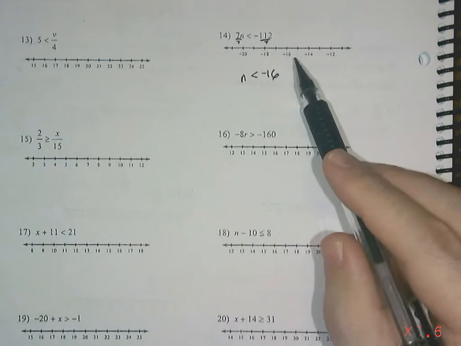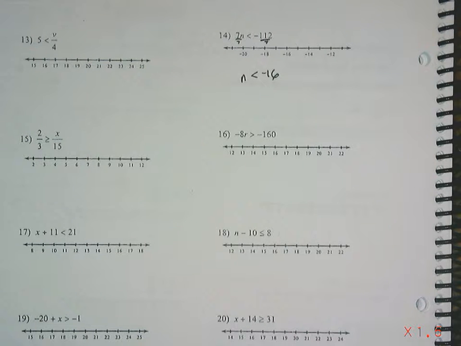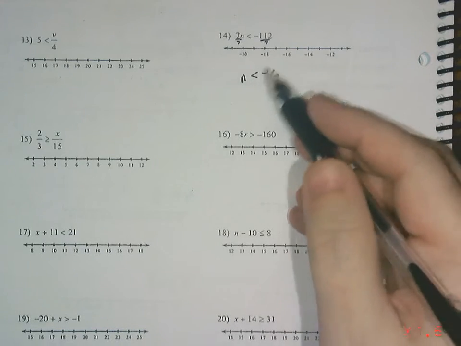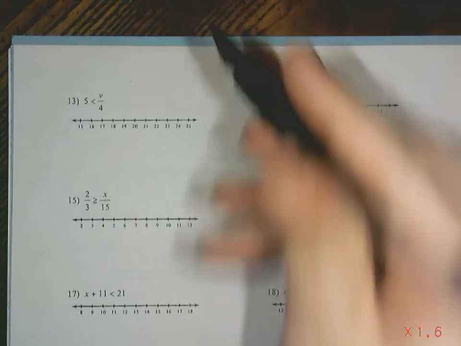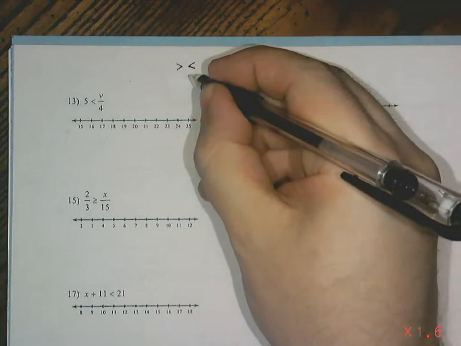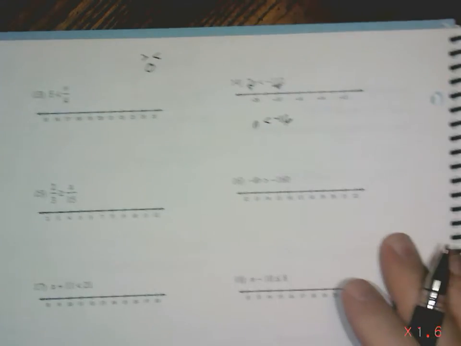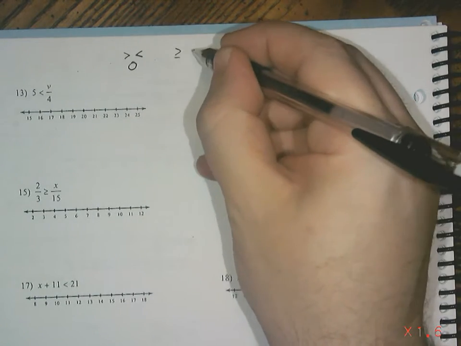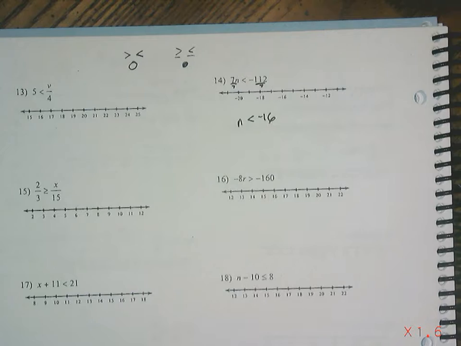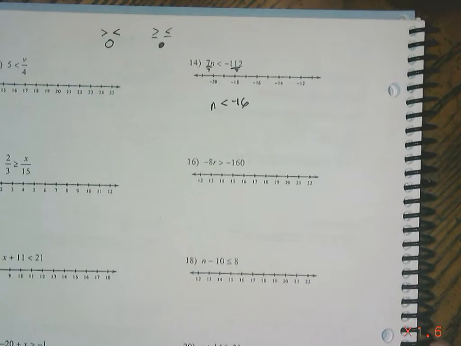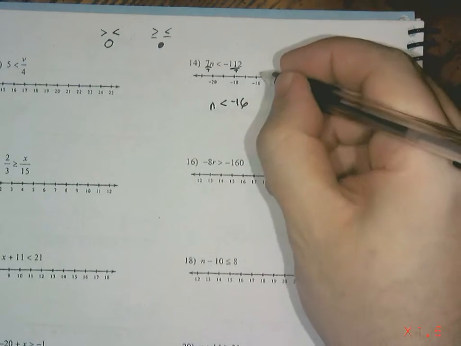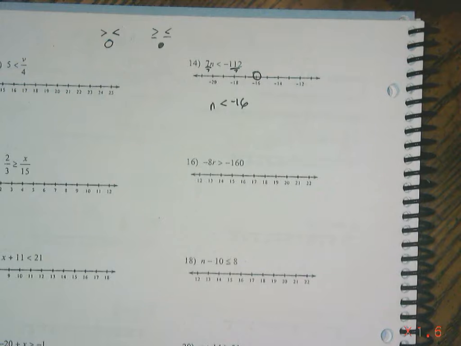Now, when we graph it, we need to put a circle at whatever number is here, and the type of symbol tells me what type of circle. So if you have a regular greater than or less than, those are going to use an open circle. If you have a greater than or equal to or a less than or equal to, you're going to put a closed circle on those when you graph them. So when we look at this one, it looks like we have a regular less than symbol. So we're going to put an open circle at negative 16.